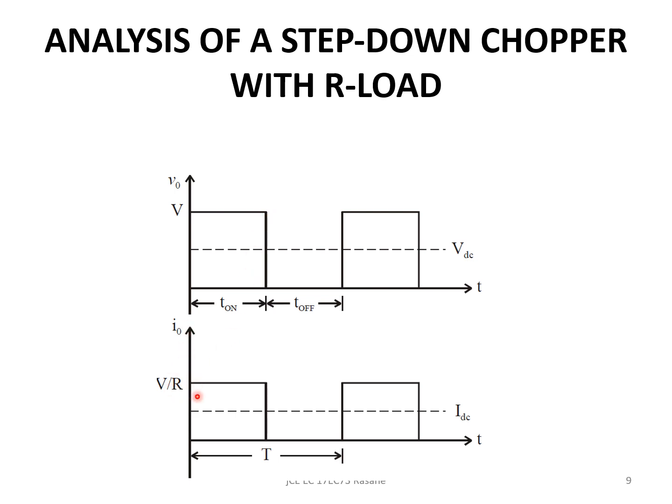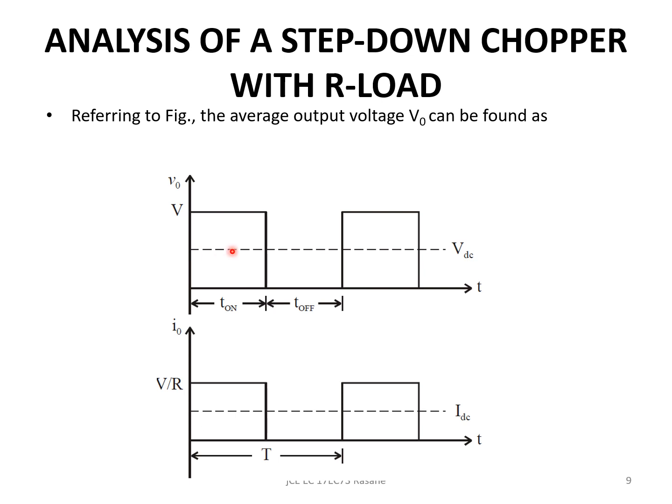And the current at the load can be evaluated by V by R. So the current also will be represented in this form. With the on time, current is going to flow. Off time, no current will flow. But the value is determined by the value of the load resistance. So the average output voltage, or the DC output voltage, can be evaluated by considering T is the control period, that is equal to T on plus T off.